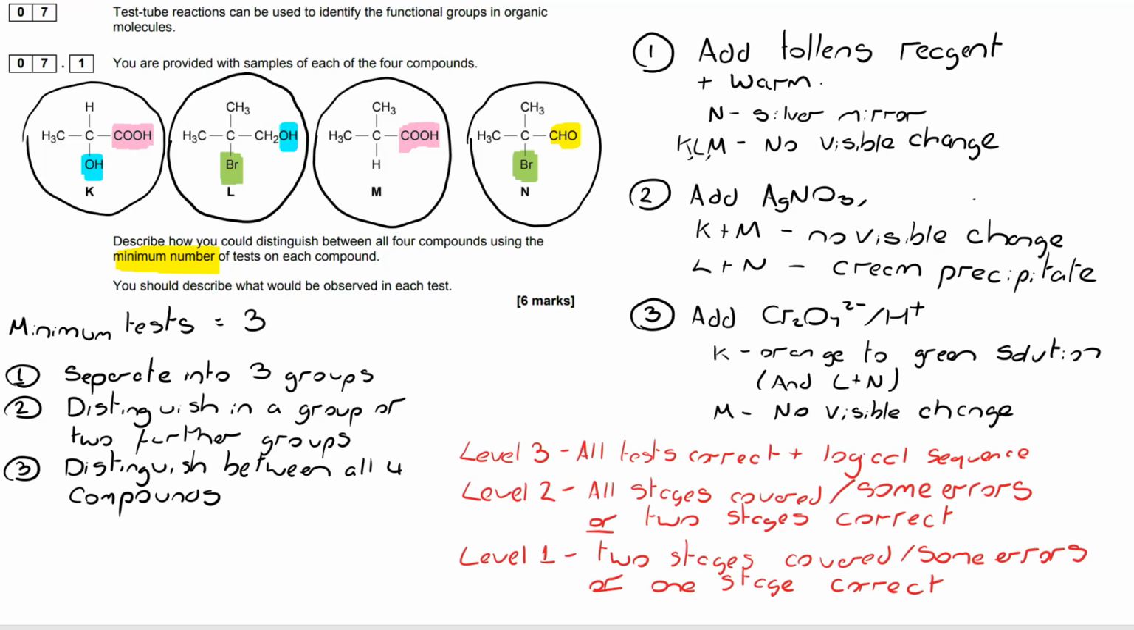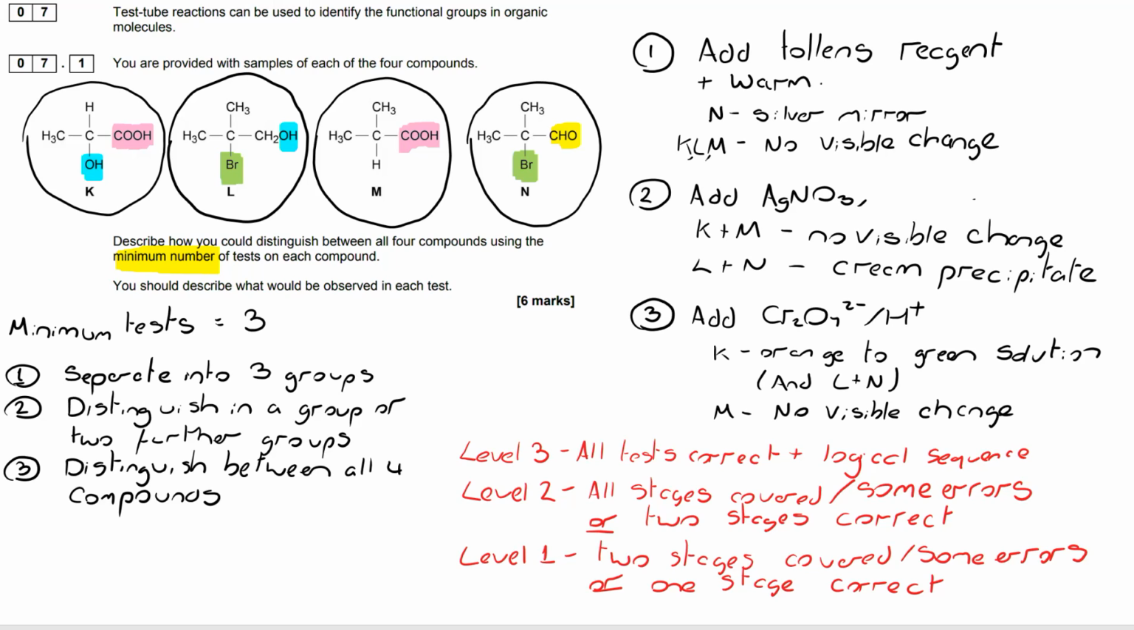And to do this, I've added acidified potassium dichromate(VI). And because I'm only really discriminating between K and M, I can see that K would give me the orange to green colour change, whereas M would give me no visible change. And by doing those 3 tests, I can now confidently say which is K, which is L, which is M, and which is N.